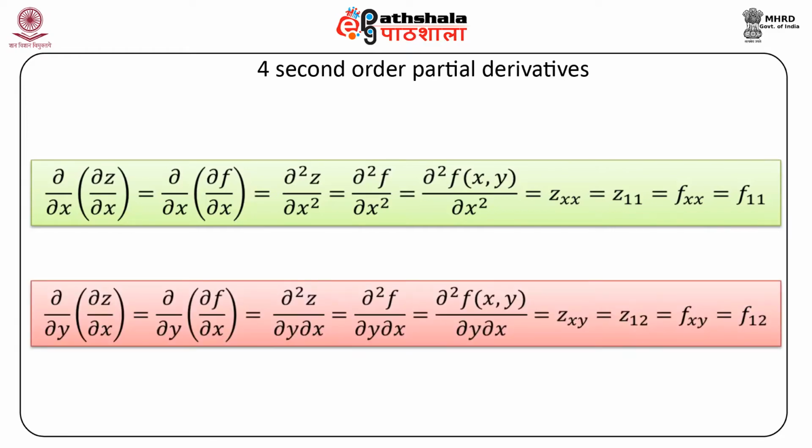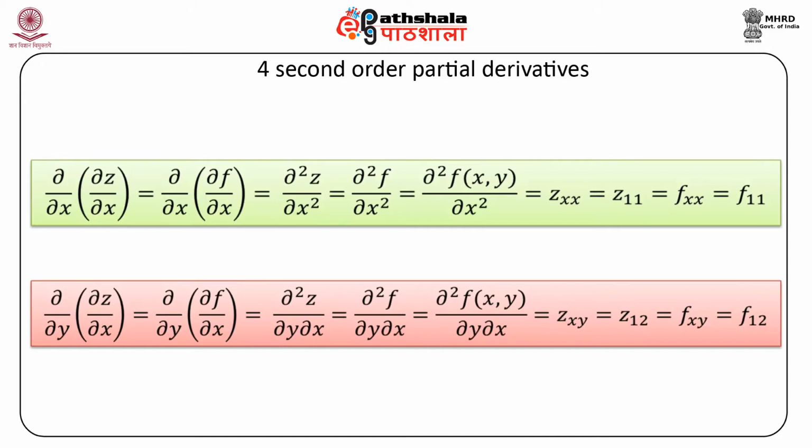Similarly, ∂/∂y of (∂z/∂x) is equal to ∂/∂y of (∂f/∂x), which is equal to ∂²z/∂y∂x, equal to ∂²f/∂y∂x, equal to ∂²f(x,y)/∂y∂x, equal to z_xy, equal to z_12, equal to f_xy, equal to f_12.